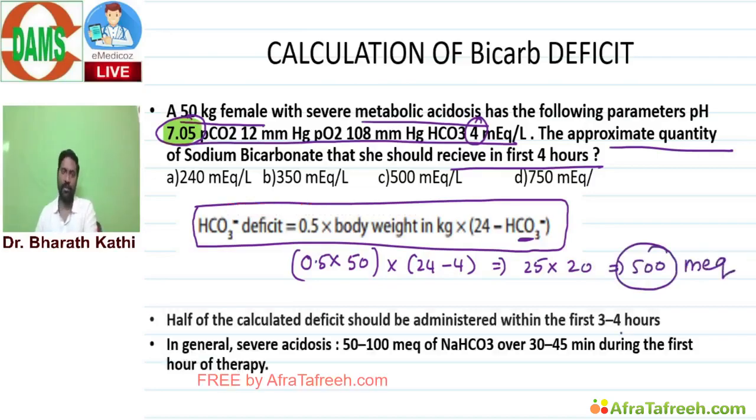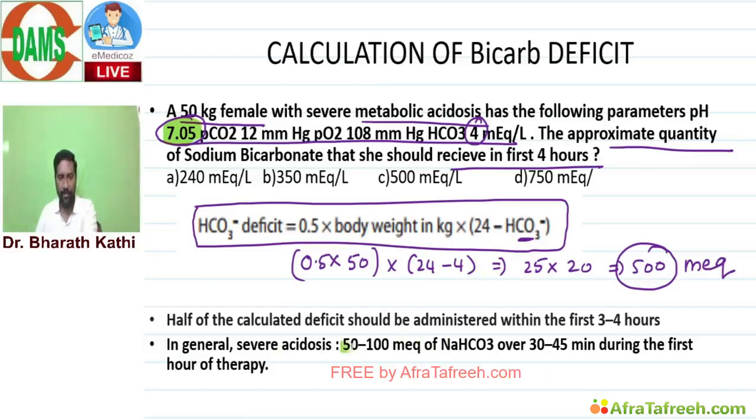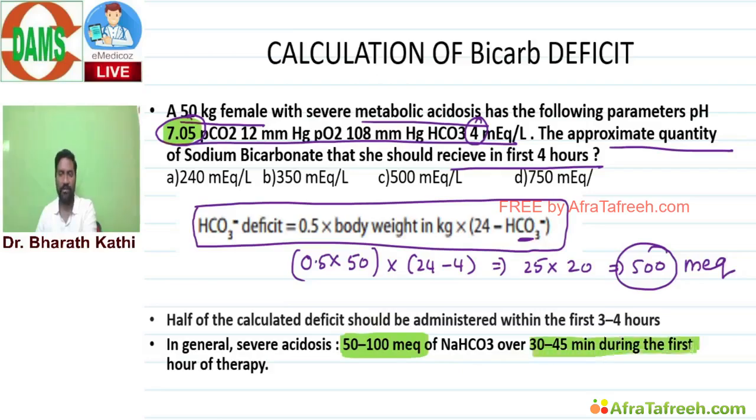But a point to remember: you should not give all this bicarbonate deficit as a bolus. How much maximum can be given in the first hour? About 50 to 100 milliequivalents. This is from Harrison 20th edition. So 50 to 100 should be given during the first hour of therapy. You cannot give 500 immediately. Half of the calculated deficit should be given in the first 3 to 4 hours.